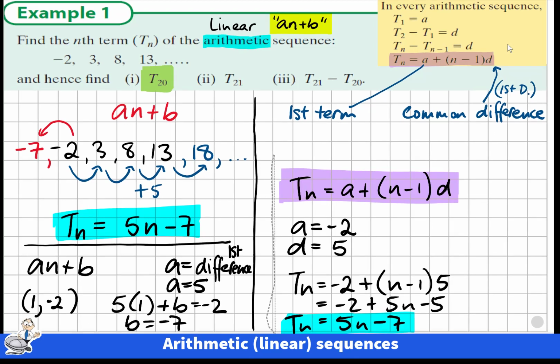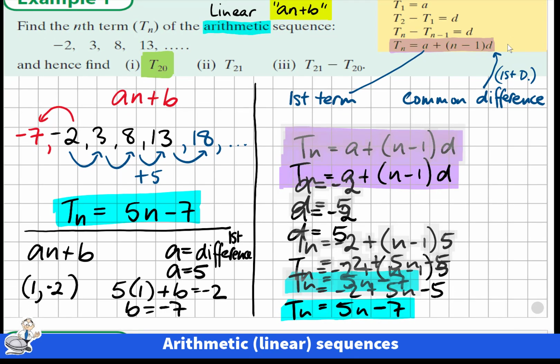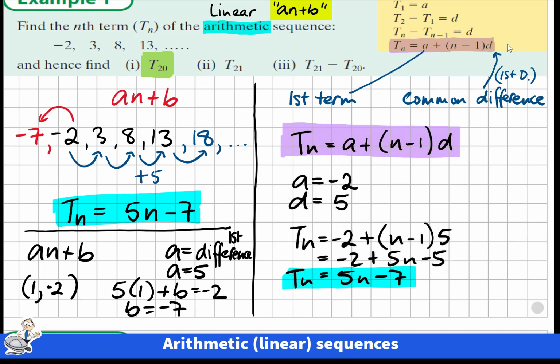Okay. Shout out an answer when you have it. What's term 20? 93. Do we all get 93? What you hope you're doing is putting into the formula, which is 5n minus 7, you're saying 20: 5 times 20 minus 7. 5 20s are 100. 100 minus 7 is 93. Okay, so that's term difference.